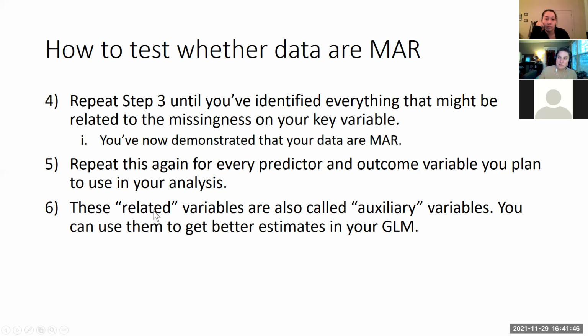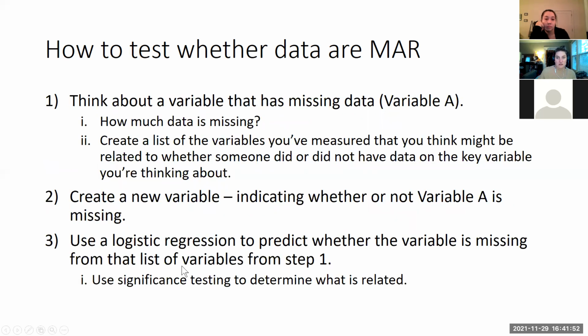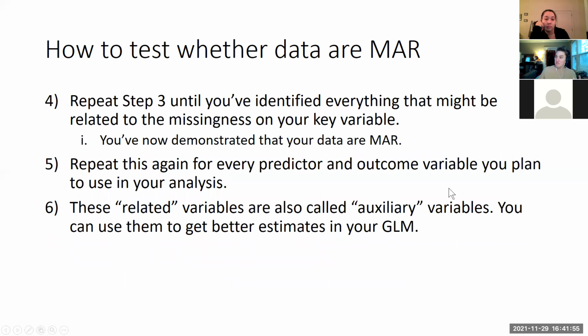So sometimes we would call these related variables, the variables that we found to be statistically significantly related to the missingness here in step 3, auxiliary variables in the missing data lingo. You use those auxiliary variables to get a better estimate of the parameters in your GLM, which I'll show you in step 6 later. But right now I want to make sure that you're understanding steps 1 through 5 about how to create this new variable and how to check whether things are related to it. So I want to walk through that real quick.